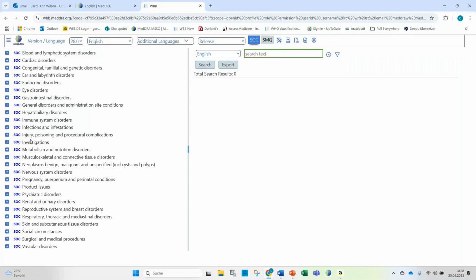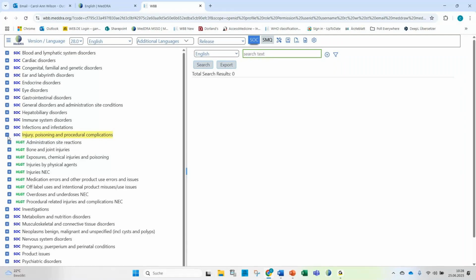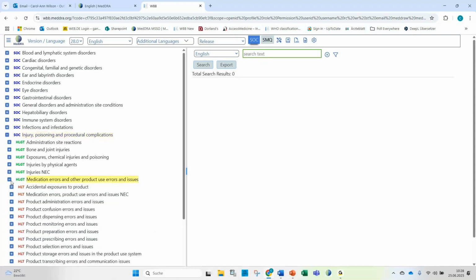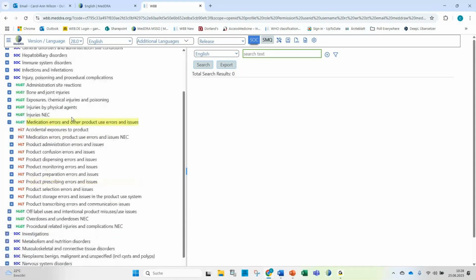We start in SOC injury, poisoning, and procedural complications. And if I click on the plus sign, I see the HLGTs underneath. And here we have the medication errors and other product use errors and issues. If I open this HLGT, we see the HLTs.